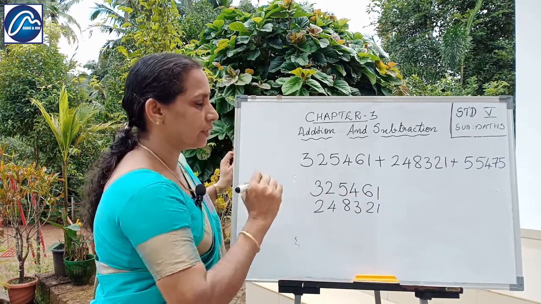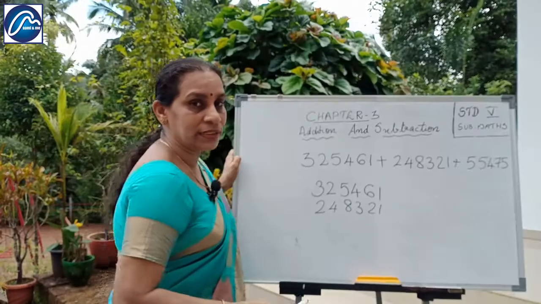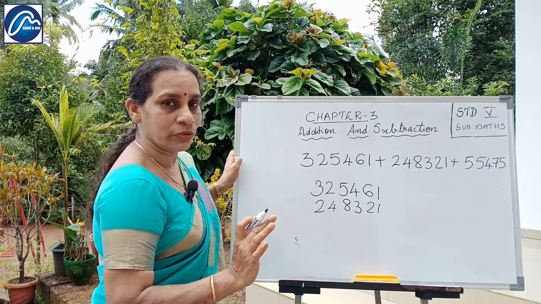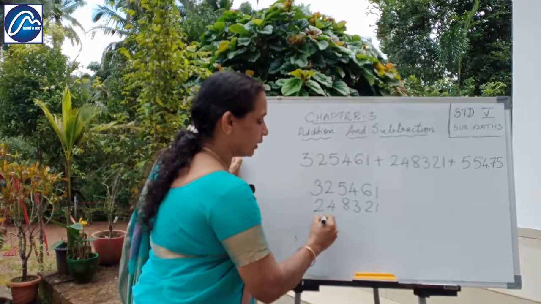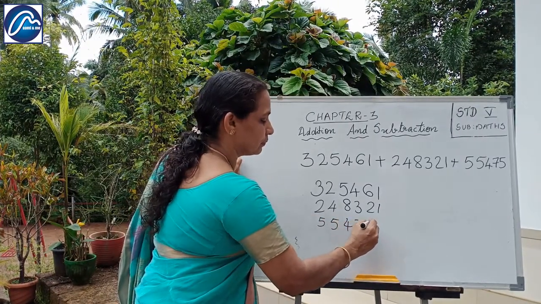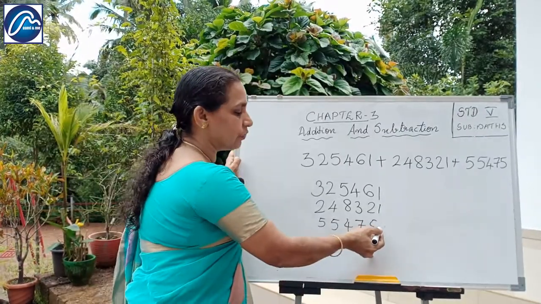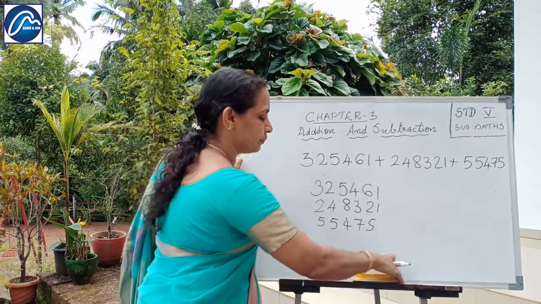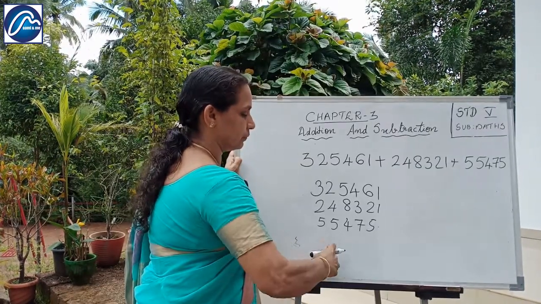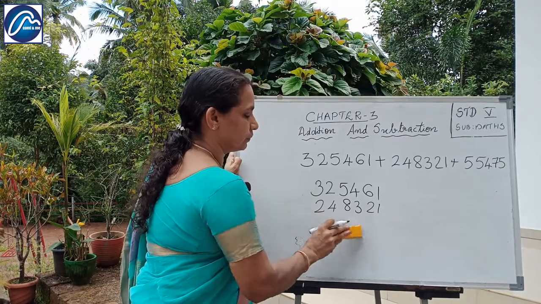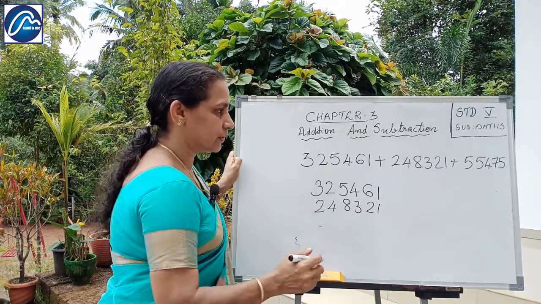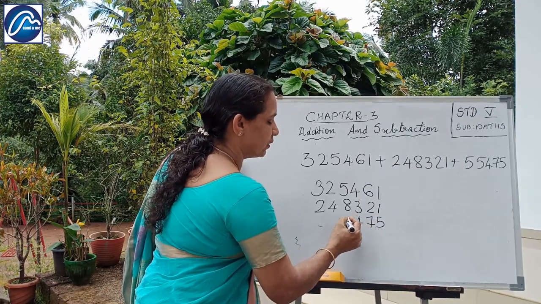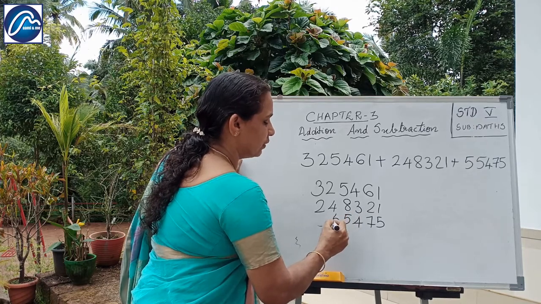And what is special about the third number? It is only 5 digits. So how will you write? If you have written like this, you will not reach one's place. So it is wrong. So how should you write? You have to start from ones. 5 ones, 7 tens, 4 hundreds, 5,000, 5 10,000.